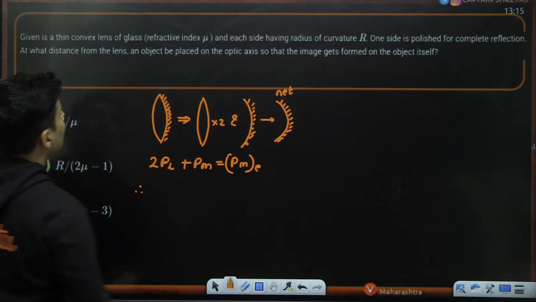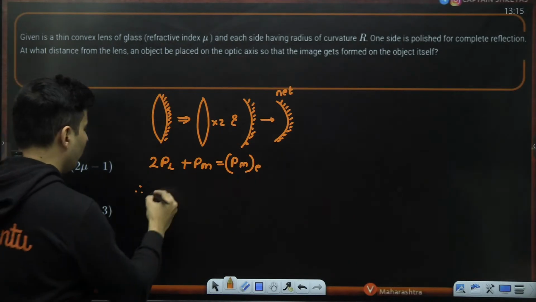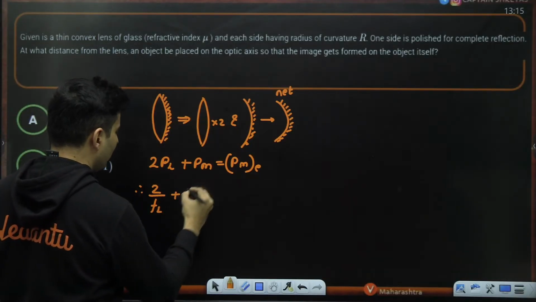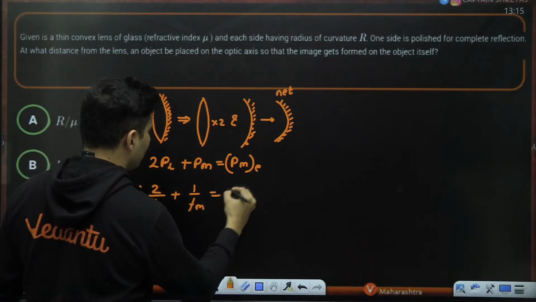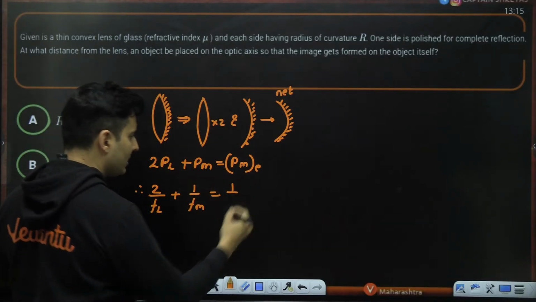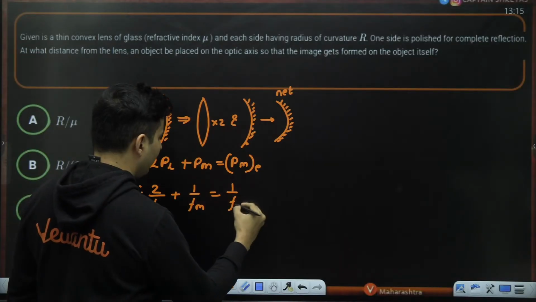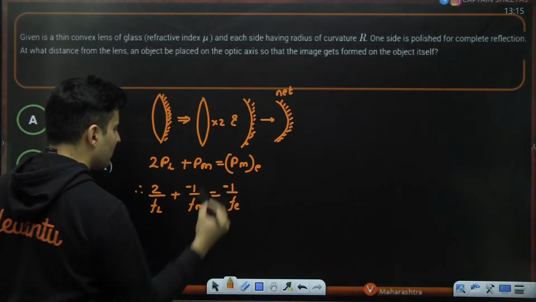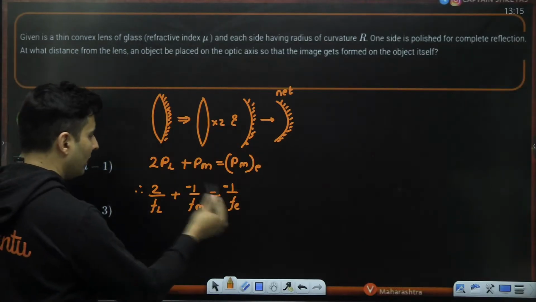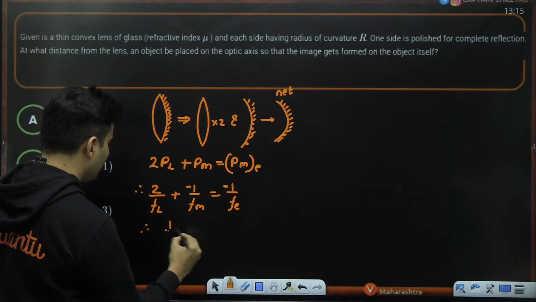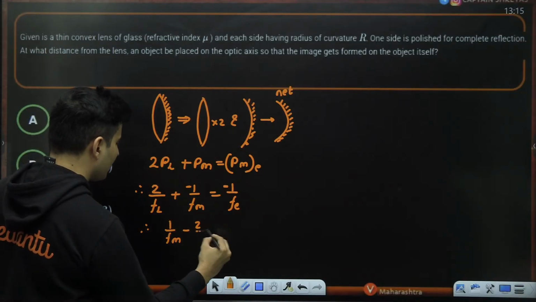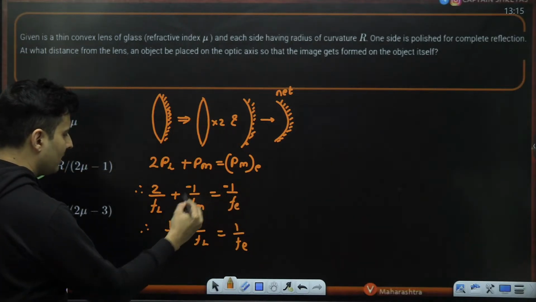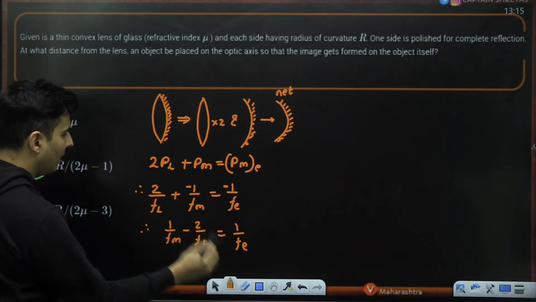So what is the power of a lens? The power of a lens is 1 by f, so 1 by fl, plus power of a mirror is 1 by fm, is equal to 1 by fe, the effective focal length of that mirror. But for a mirror, there is always a negative sign, so keep that in mind. If you want, you can take the minus sign here, and this will be 1 by fm minus 2 by fl is equal to 1 by fe. Just take the minus sign, minus minus is plus, this will become minus.